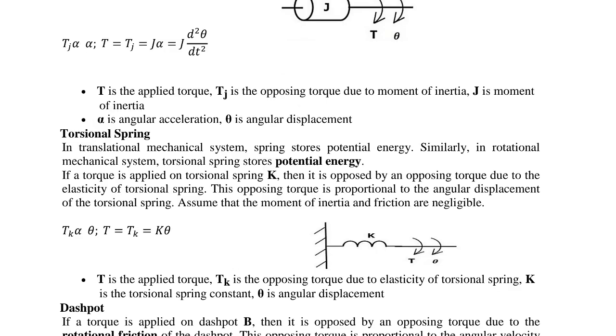Now the next thing is the torsional spring. Similar to the spring in the translational system, in the rotational system the torsional spring stores the potential energy. Remember that the torque of the torsional spring is directly proportional to the angular displacement of the torsional spring. Instead of displacement, here you write angular displacement. The angular displacement factor is theta. So you can write Tk is equal to k theta.